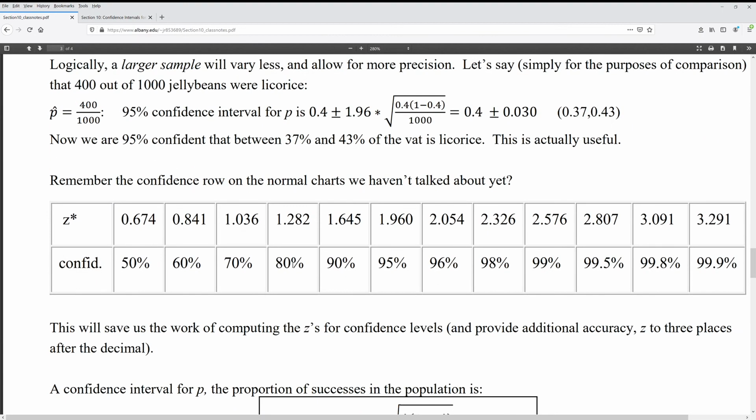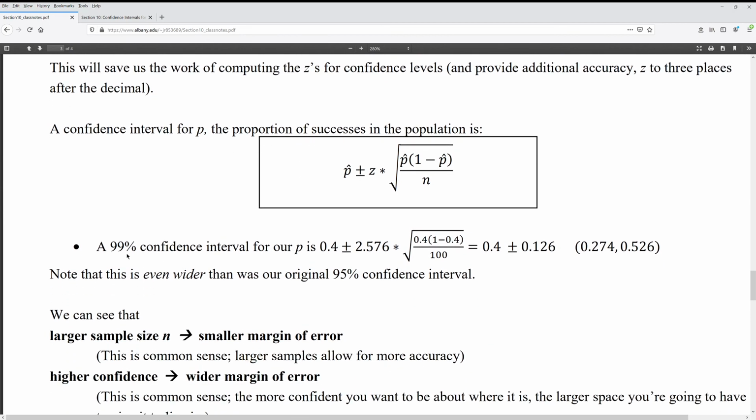What if we want a 99% confidence interval? Well, even before we run the numbers here, let's think it through logically. The more confident you want to be that the truth is between the walls, the further apart the walls are going to have to be, right? So if you want to be 80% confident, then you can have the walls relatively close together. But if you want to be 99.9% confident, then the walls are going to be much further apart.